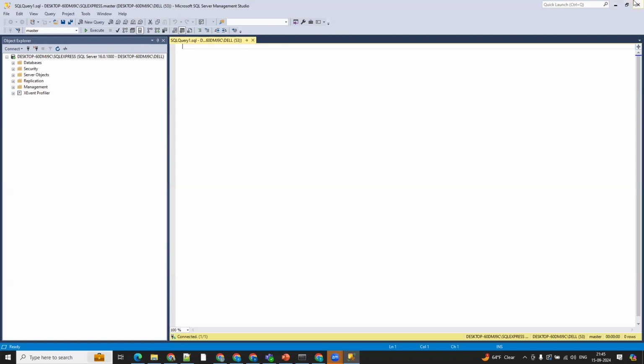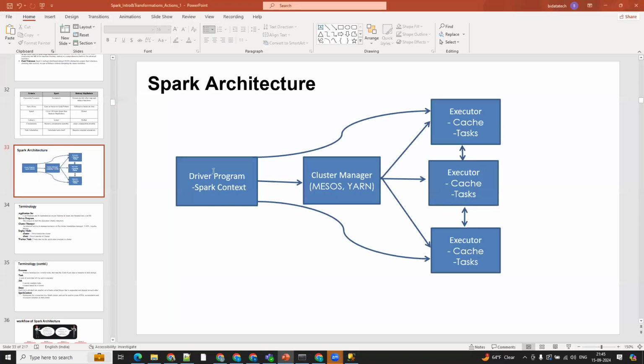In the same way, if you want to interact with this cluster, you need to create a session. That session will be created by the Spark session or the Spark context. Before you do any task, you have to go and contact the cluster, right? That is what it is doing here.